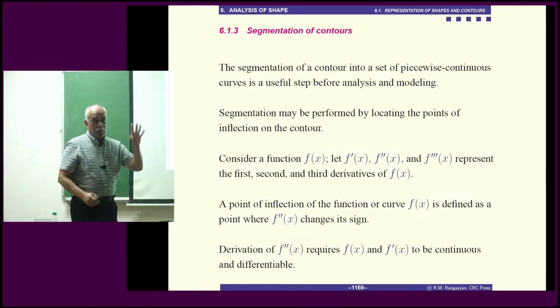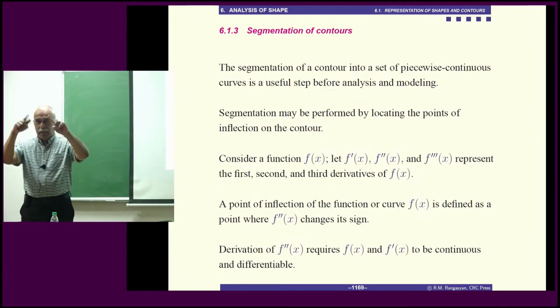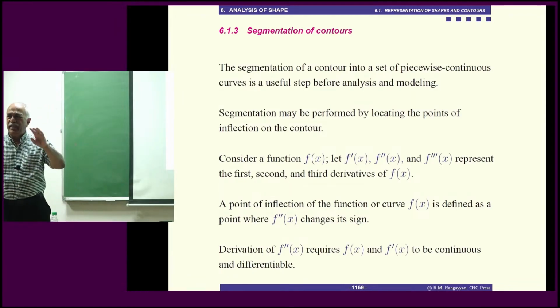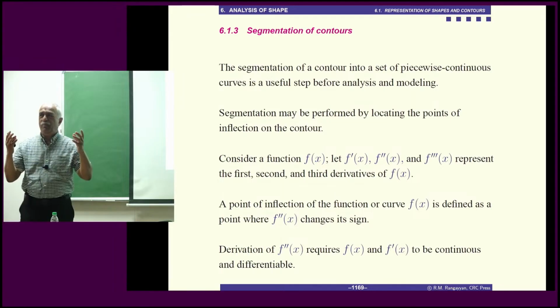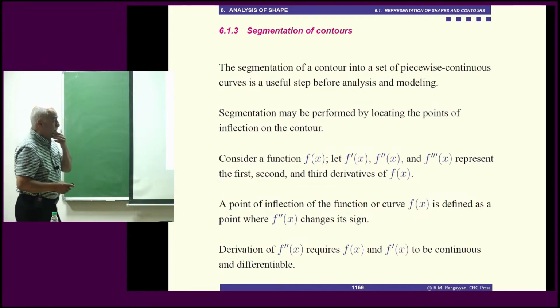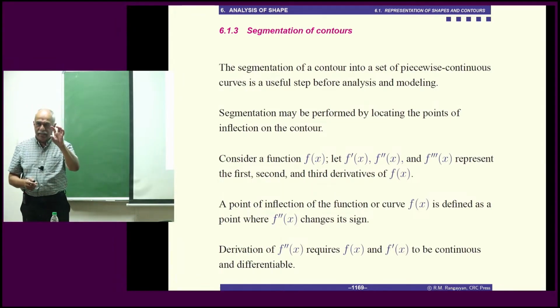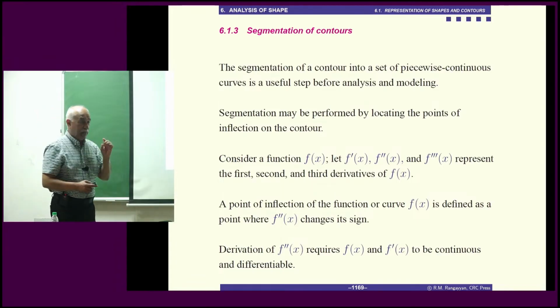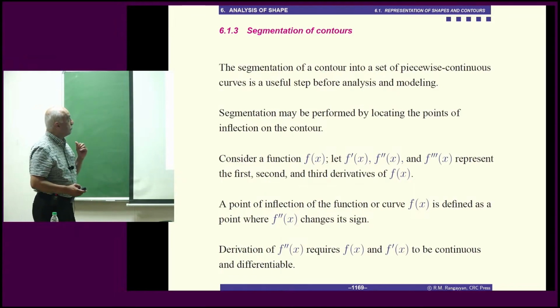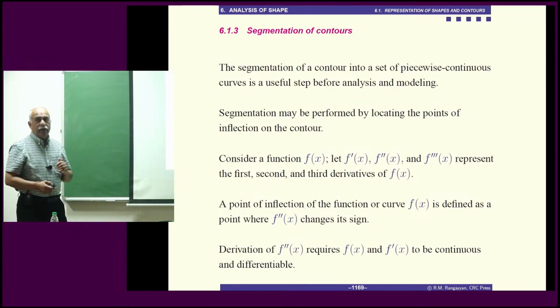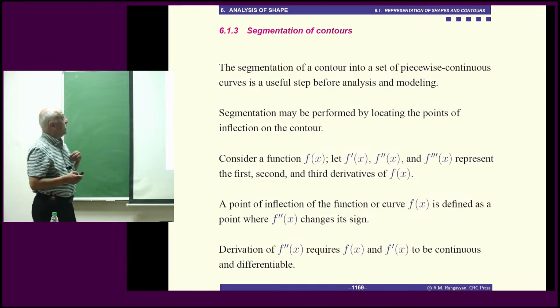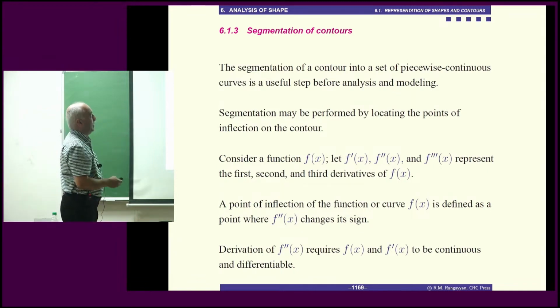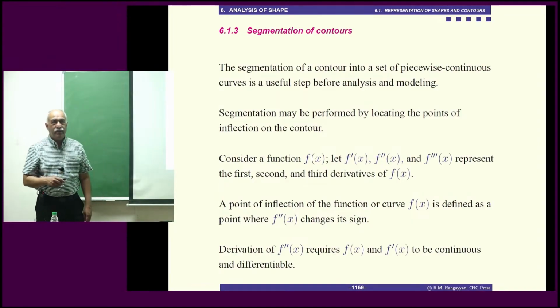Given a contour that is complex with so many protrusions, incursions and excursions, spicules or lobules and so on, how do you break it into parts so that you can analyze and characterize each part? This is segmentation of contours, or breaking a contour into parts. You would want to break the entire contour into a set of piecewise continuous curves. For that, you locate the points of inflection.